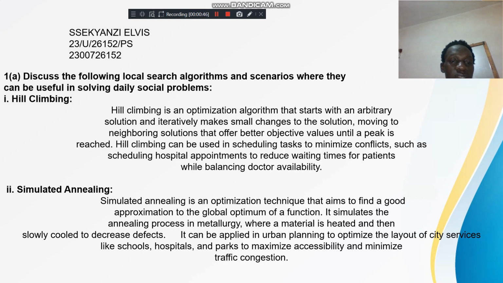Simulated annealing. Simulated annealing is an optimization technique that aims to find a good approximation to the global optimum of a function. It simulates the annealing process in metallurgy, where a material is heated and then slowly cooled to decrease defects. It can be applied in urban planning to optimize the layout of city services like schools, hospitals, and parks to maximize accessibility and minimize traffic congestion.